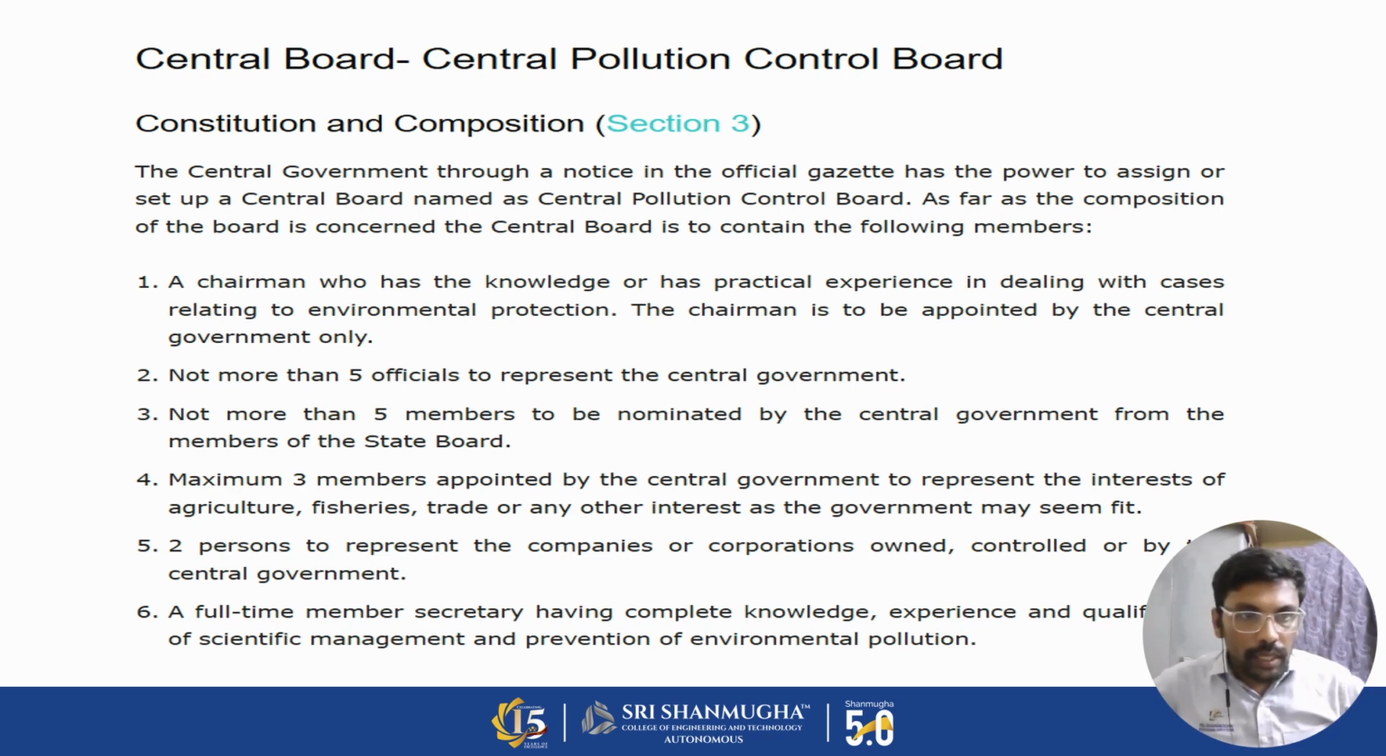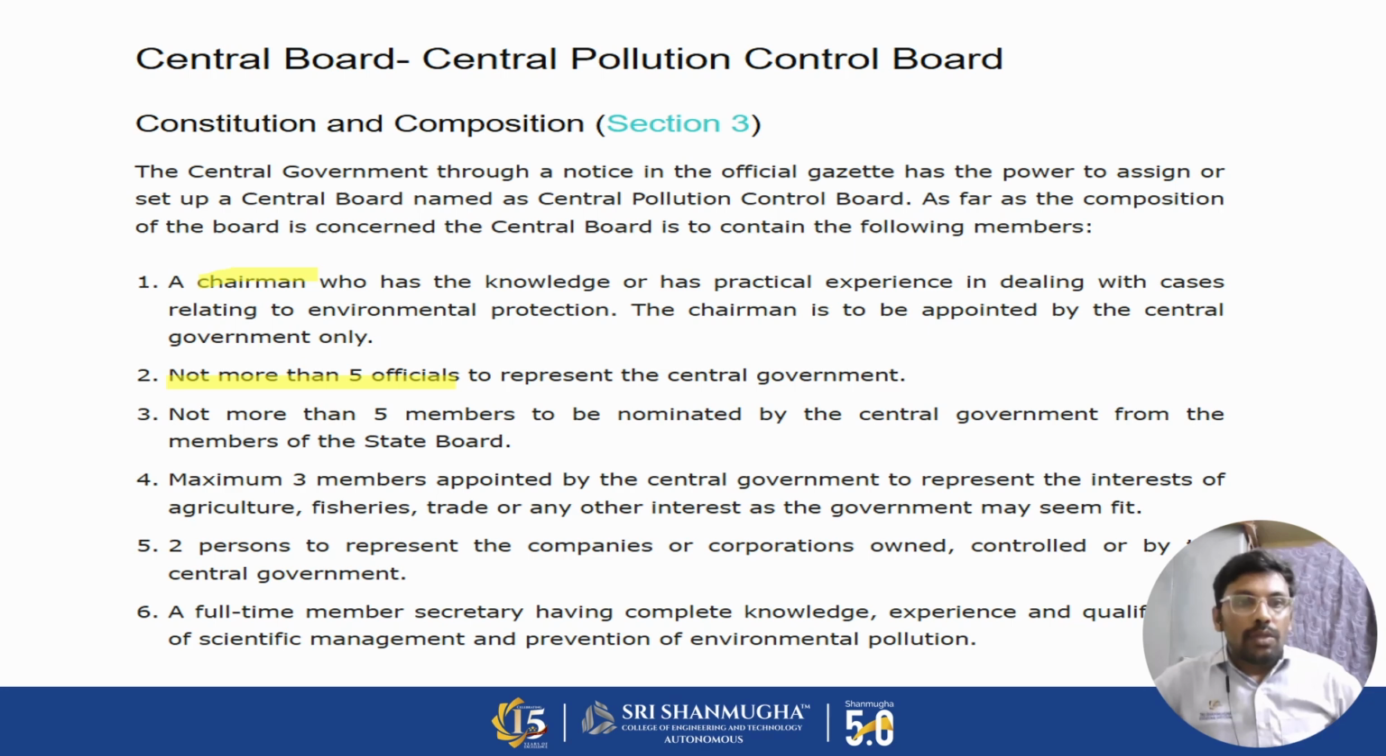First, a chairman, who has the knowledge or practical experience in dealing with cases relating to environmental protection. The chairman is to be appointed by the central government only. This is the main thing. In the CPCB, Central Pollution Control Board, there will be not more than 5 officials to represent the government.